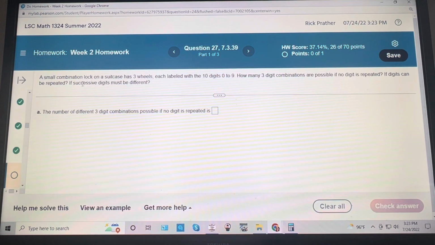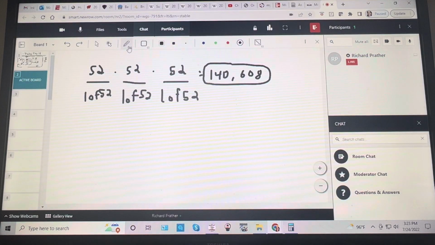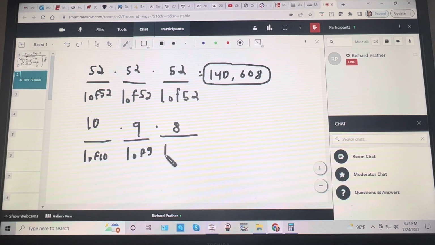A small combination lock on a suitcase has 3 wheels, so that's just like 3 slots in a password, each labeled with 10 digits, 0 through 9. How many 3-digit combinations are possible if no digit is repeated or if digits can be repeated? So similar deal, except you only can choose 1 of 10 digits. And then if you can't repeat, now you only have 9 left to choose from. And then can't repeat, so now you have 1 of 8 to choose from.